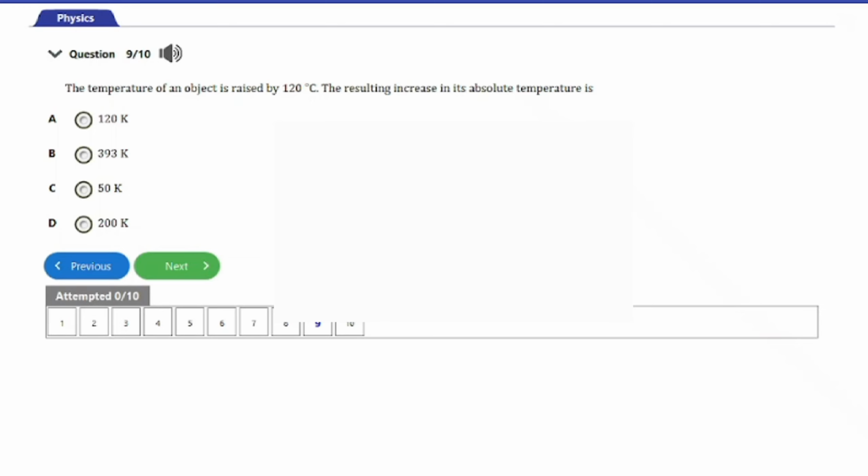So the question here is question number 9. It says, the temperature of an object is raised by 120 degrees Celsius. The resulting increase in its absolute temperature is A, 120 Kelvin, B, 393 Kelvin, C, 50 Kelvin, D, 200 Kelvin. So guys, the answer to this question is option A, and that's 120 Kelvin. So if you raise the temperature in Celsius by 120 degrees Celsius, the temperature in Kelvin will also be raised by 120 Kelvin. And that's just it for that question.